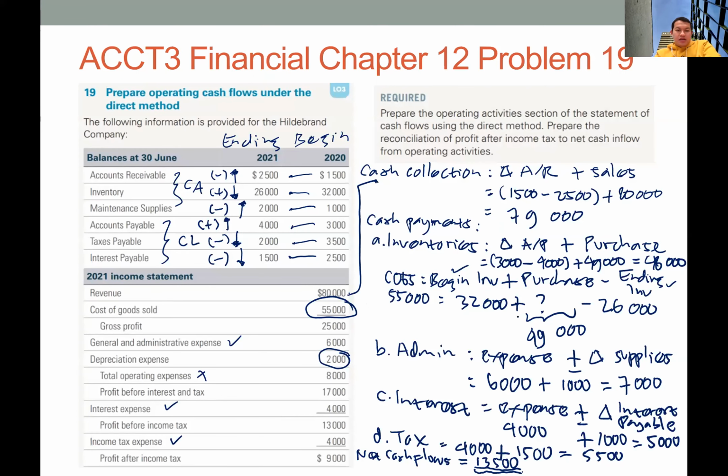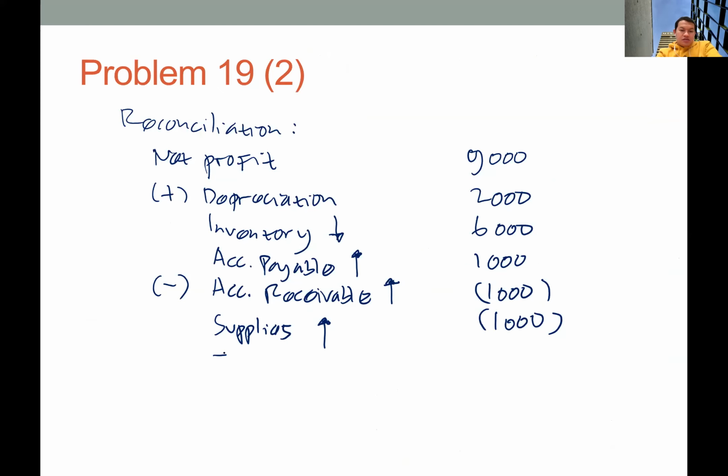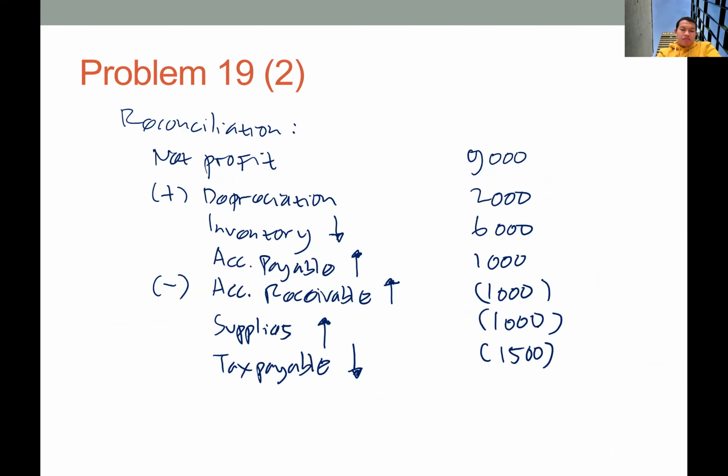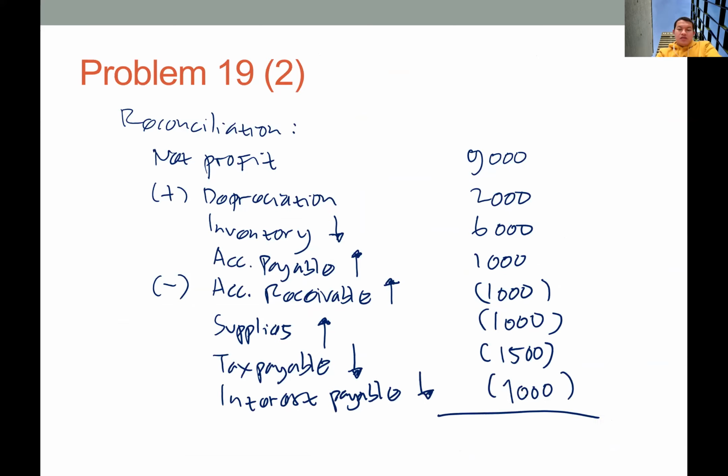Okay, and in the current liabilities, we have tax payable decrease by 1,500. So the company is using some of their cash to repay the tax payable. So minus 1,500. Lastly, we have interest payable decreased by 1,000. Okay, so interest payable decreased by 1,000.